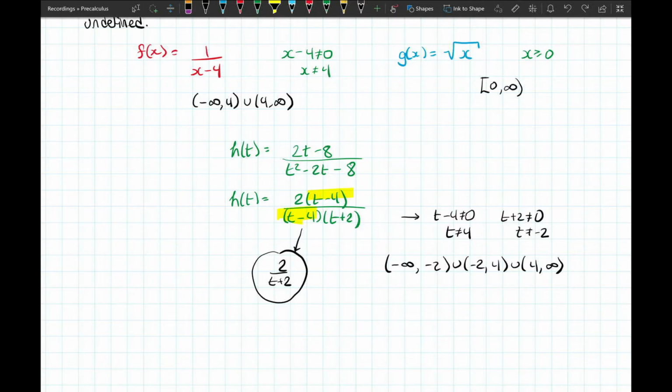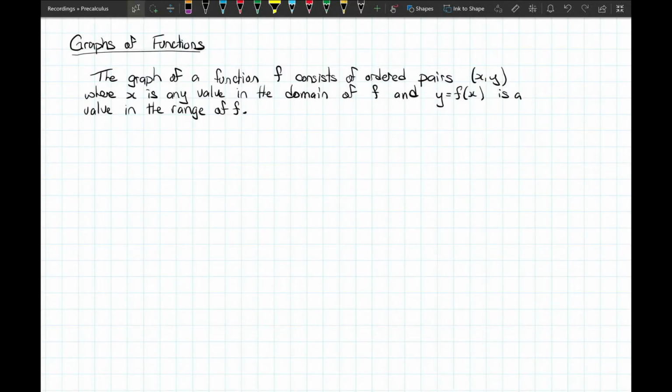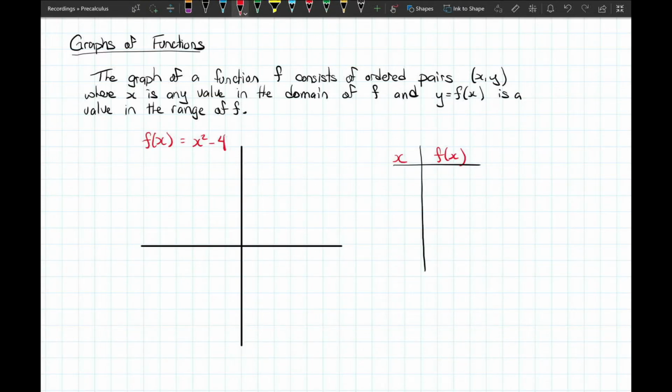Okay, well now it's time to think about the graph of a function. We use the input and the output of a function to construct the graph. We talk about ordered pairs, typically with x and y being our two axes, where x is any value in the domain of f, and if we plug that value in and get the output f of x, then that is our y coordinate. Thinking about the function x squared minus 4, we can imagine that any real number should be allowed for input. And we know we're going to get another real number as our output.